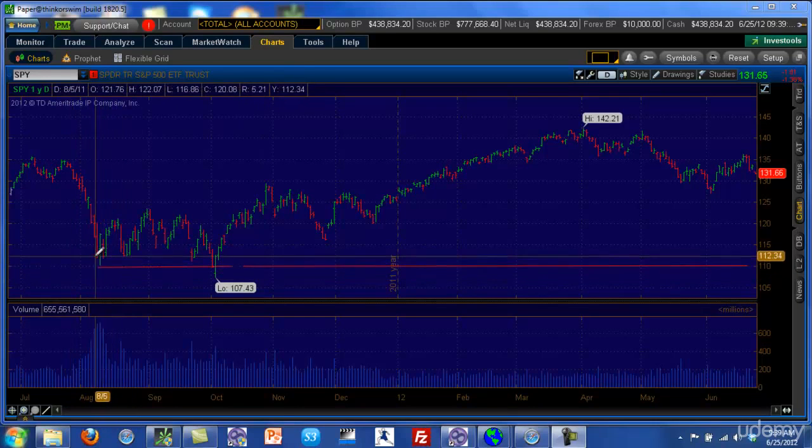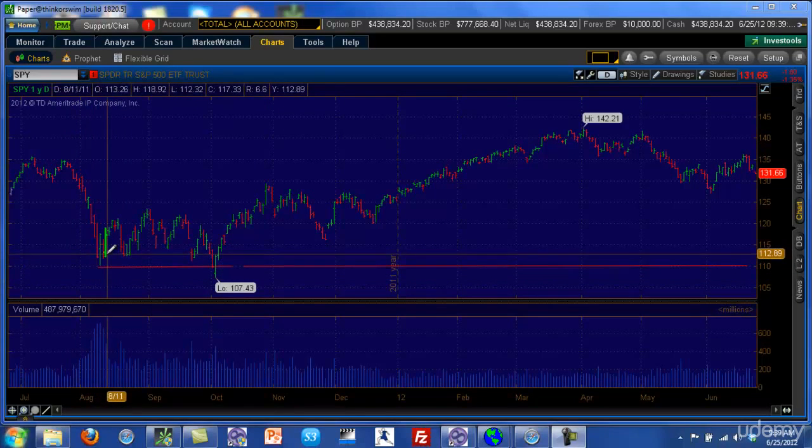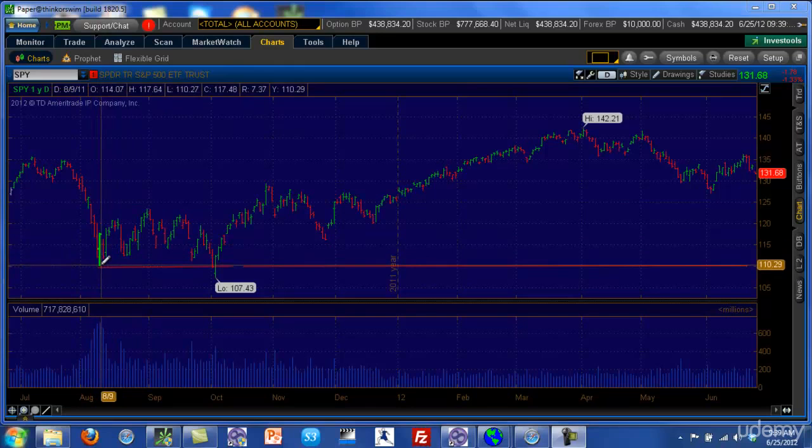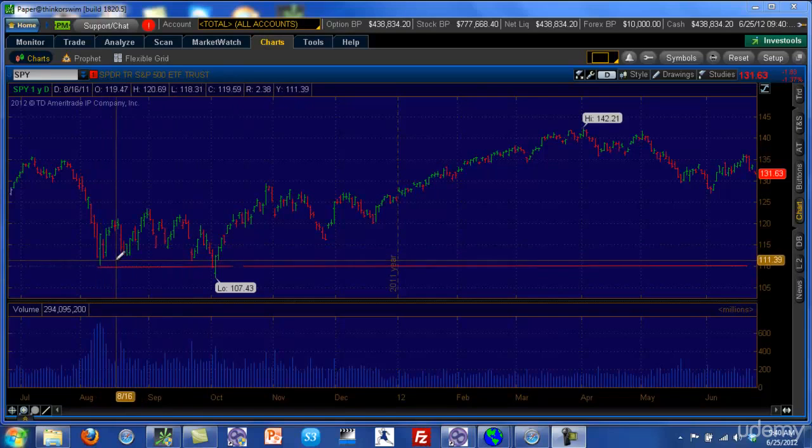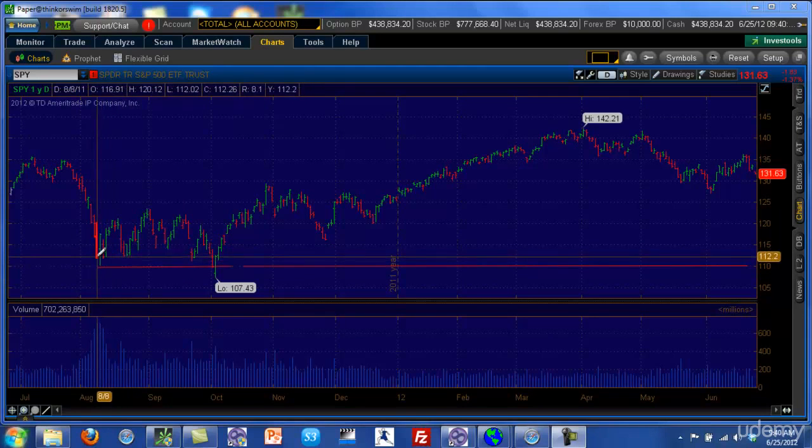So as you can see on this chart, we are looking at the Spiders. This is the S&P 500 ETF, the SPY. And we can see a few different support points if you look back in the last 12 months. So this is a 1 year daily chart. Each one of these bars represents 1 day of trading, and this is a 1 year chart of the Spider.